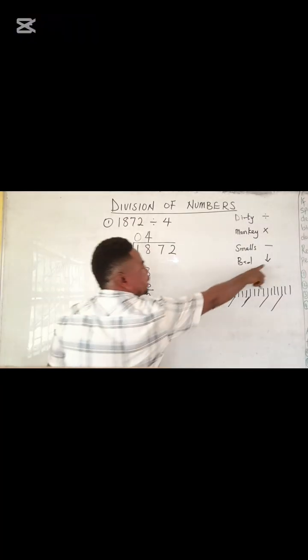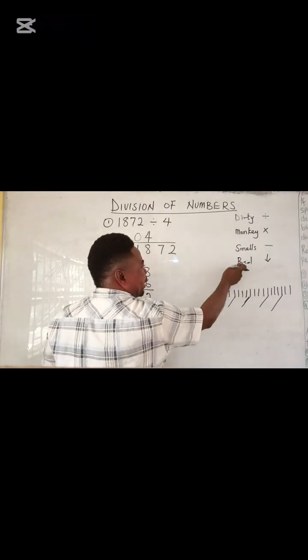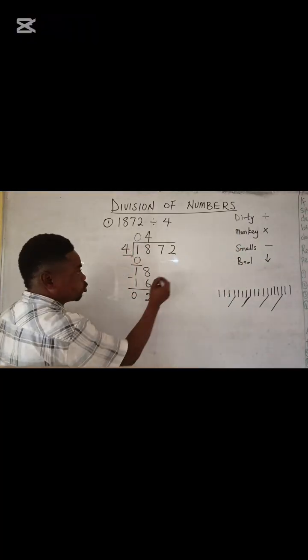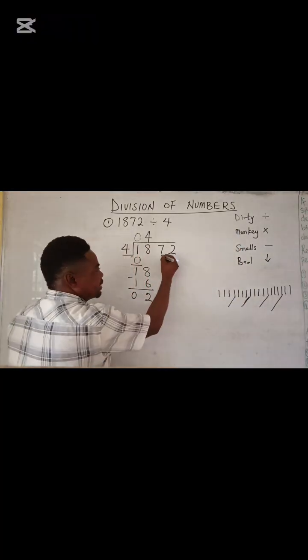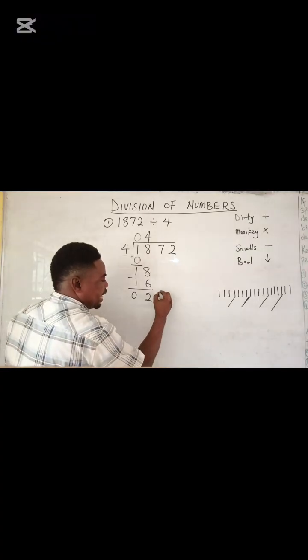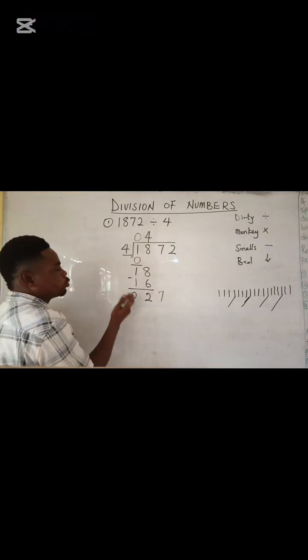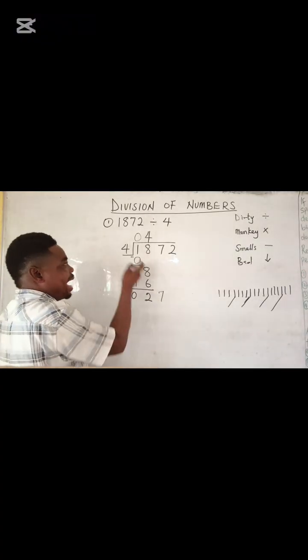Then the next thing is B. You bring down. Dirty Monkey Smells Bad. So that's why we are considering that. Now B means bring down. Bring down the next number, which is what? 7. Now we want to count 27 and divide it by 4.